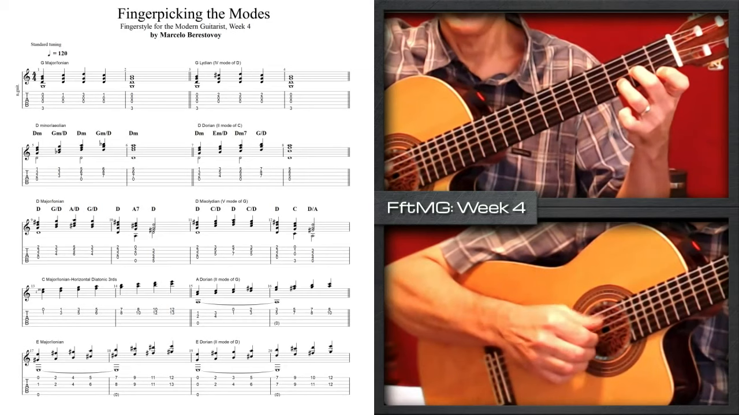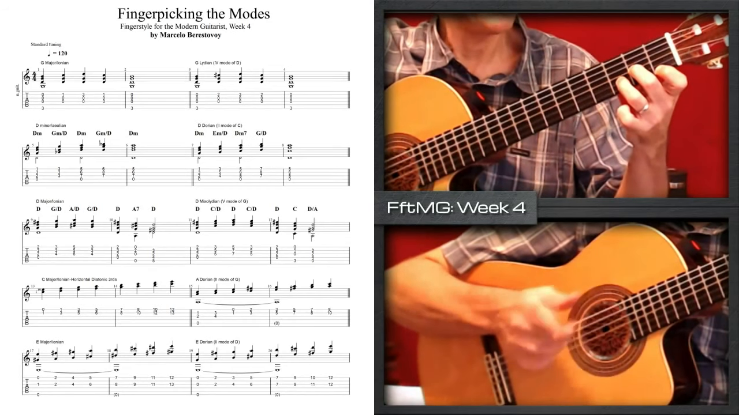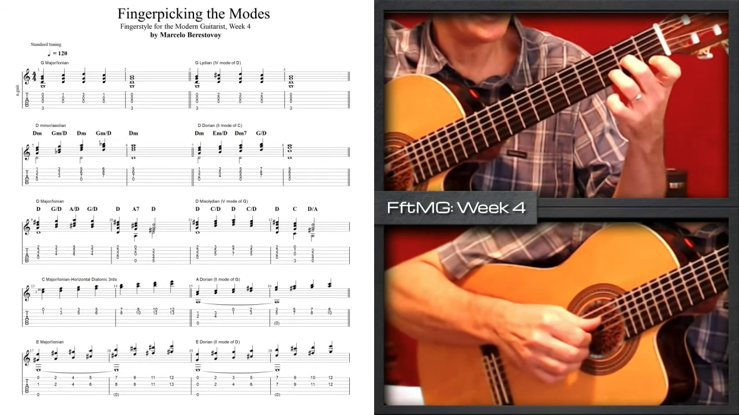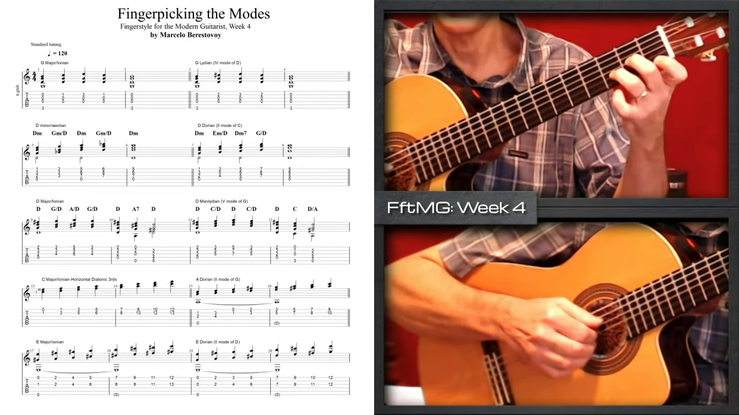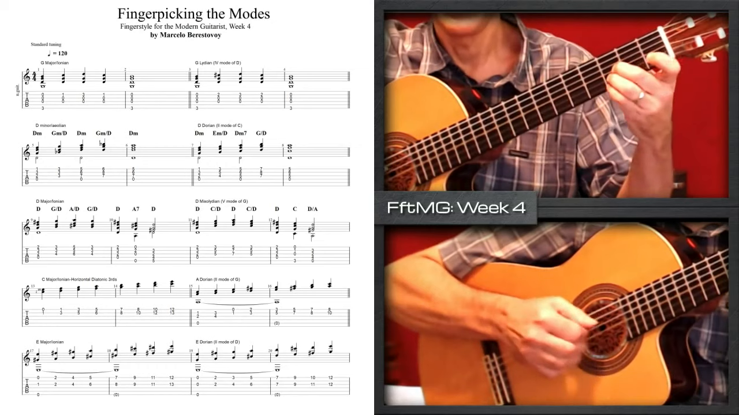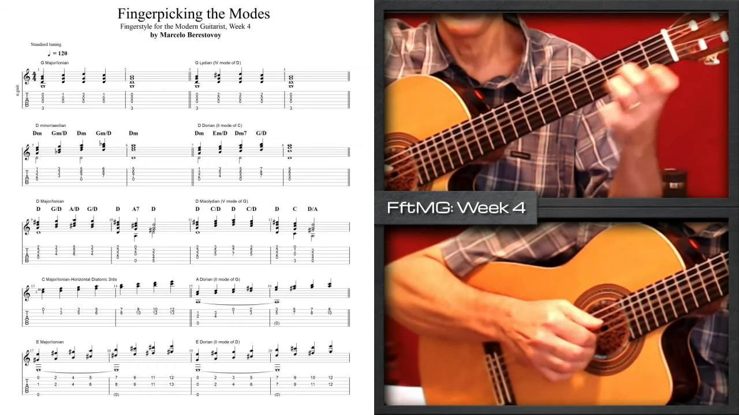So if we just take the first two chords for each, you can see it very clearly. That's minor, natural minor. This is Dorian.